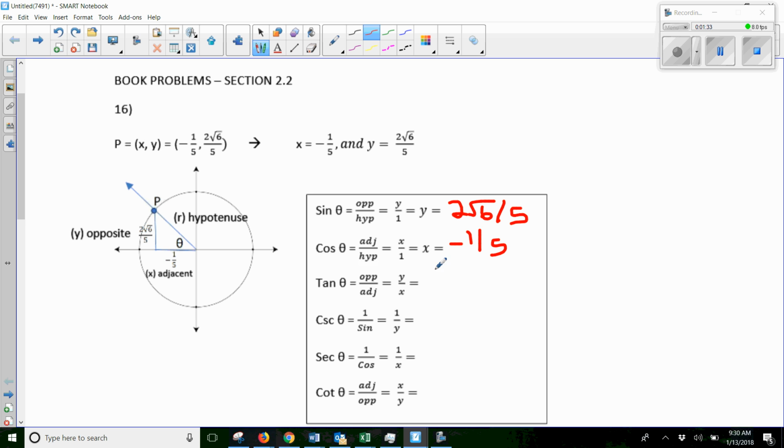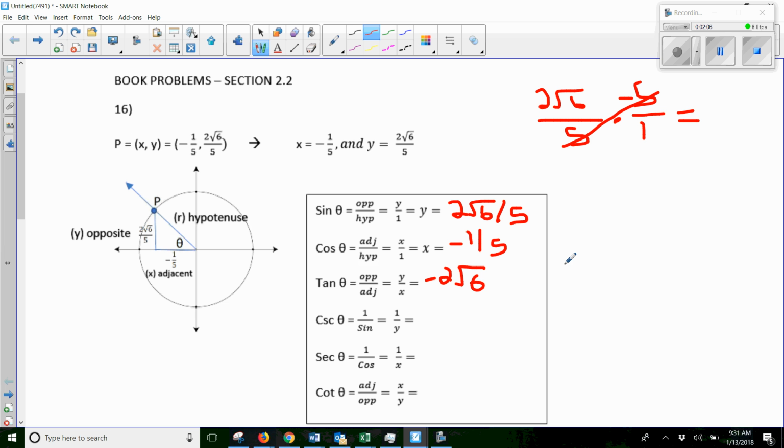All right. So for tangent, we're going to get opposite over adjacent, which is also sine divided by cosine, and that simplifies to be y over x. So remember when we are dividing fractions, I'll just do this up here. So we have 2 root 6 over 5. Then we change this to multiplication and flip our second fraction. The 5 is going to cancel out, so we're just going to get negative 2 root 6.